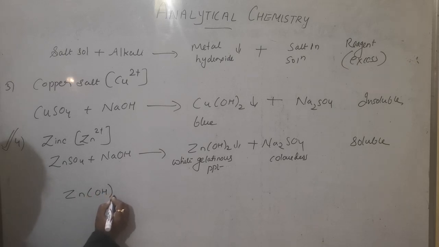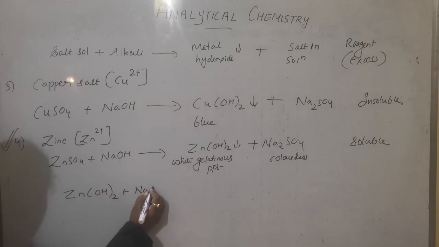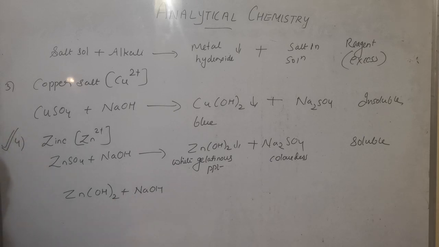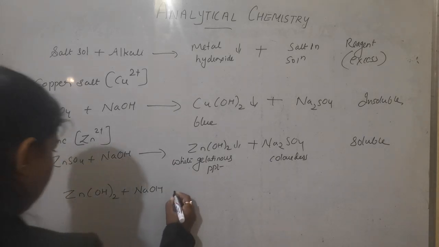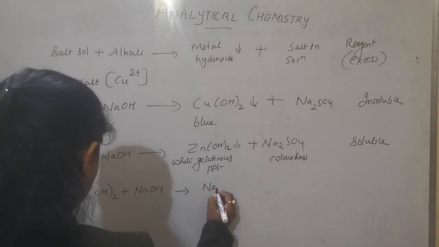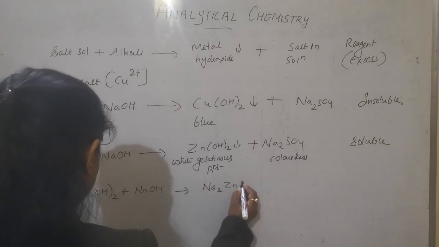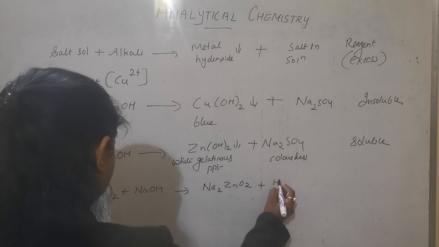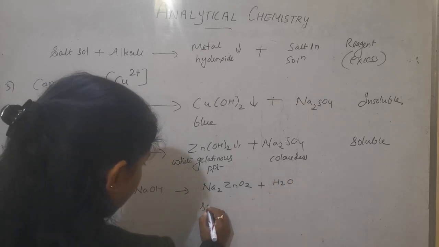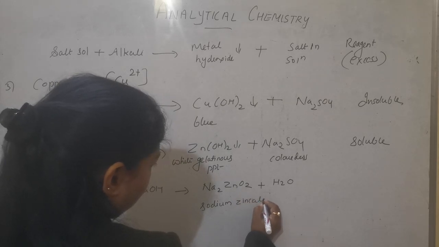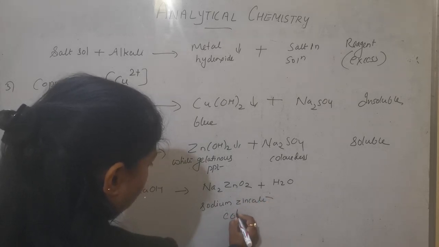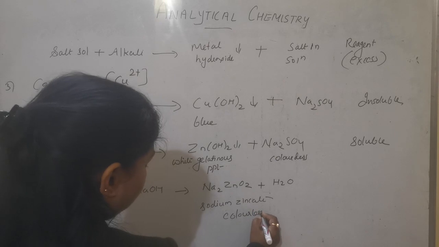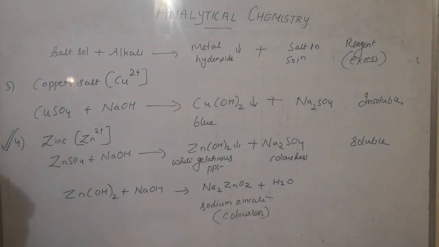Zn(OH)2, NaOH in excess. So the precipitate get dissolved and form sodium zincate. And it could be colorless. So this is important reaction.